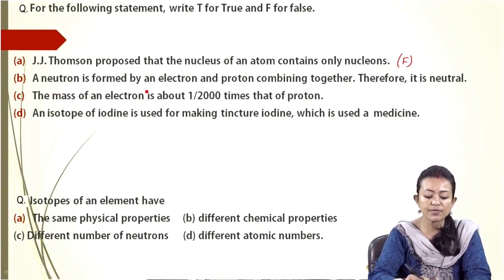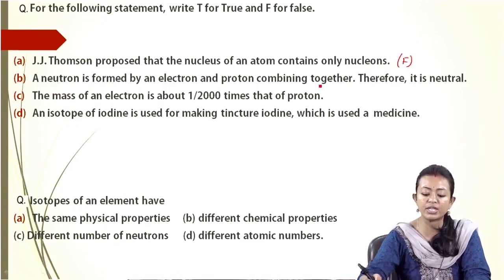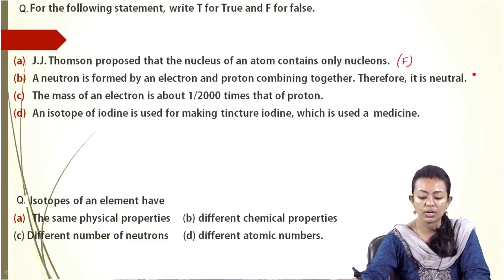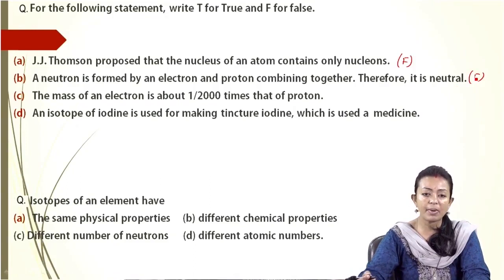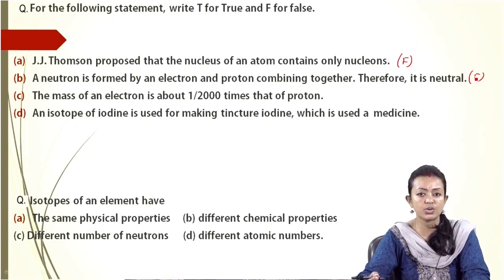B. A neutron is formed by an electron and proton combining together. Therefore, it is neutral. Neutron. False. There is no combination. Neutron is a particle and it is not charged. It is not that the electron and proton give it a zero charge.